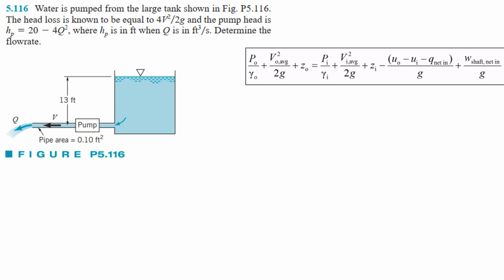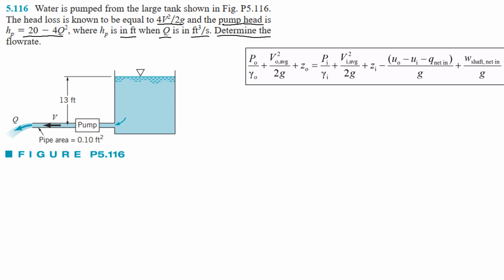So let's look at another problem. Water is pumped from a large tank shown in this figure. The head loss is known to be equal to 4v squared divided by 2g. This is the head loss, and the pump head HP is equal to 20 minus 4Q square, where the pump head is in foot when volumetric flow rate is cubic feet per second.